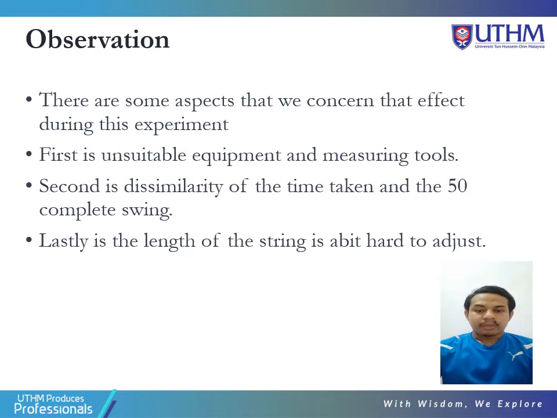Now, observation. From the observation that we can see during the experiment, there are some aspects that we are concerned about that affected this experiment. The first is unsuitable equipment and measuring tools. The measurement that we did in this experiment is rough and not accurate. So the result from the experiment is slightly different from the theoretical result.